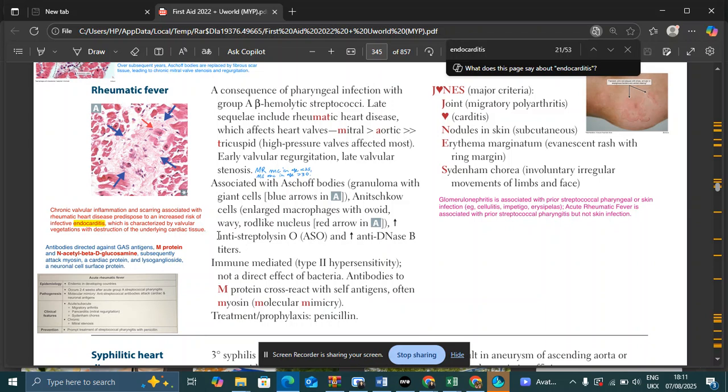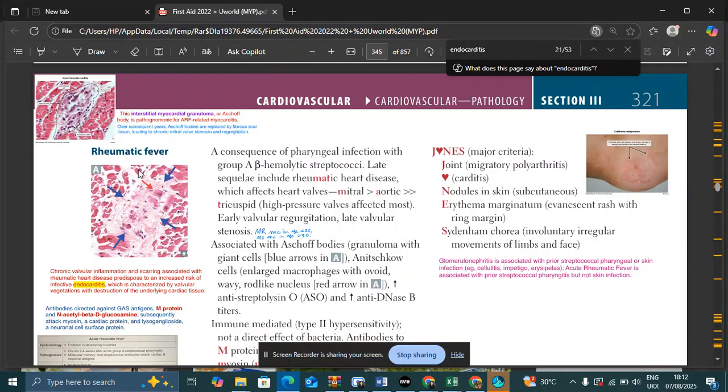So rheumatic fever is very important to diagnose for your Step 1, Step 2. The first line treatment for rheumatic fever is penicillin. Okay, penicillin is the first line treatment for pharyngeal infections as well as for rheumatic fever. Okay, I think that is it for today.